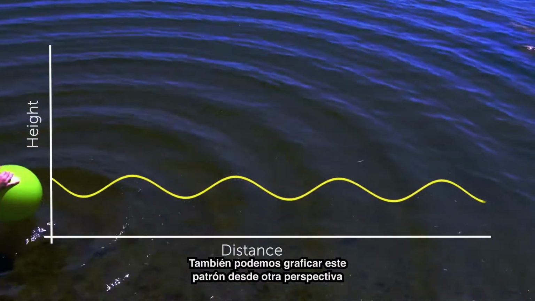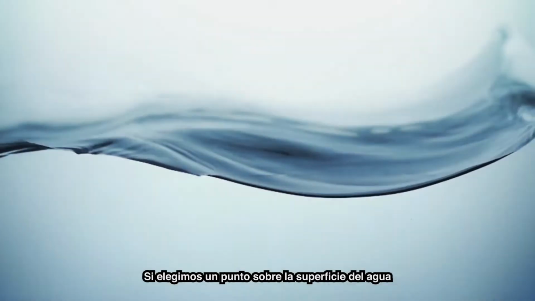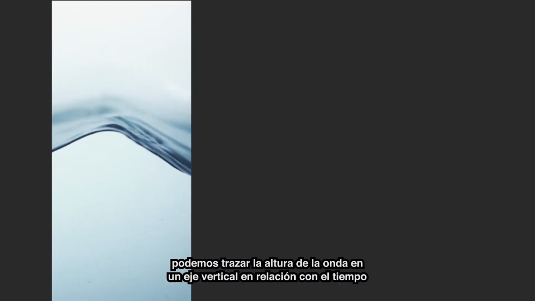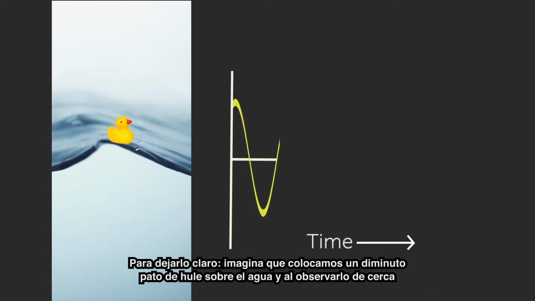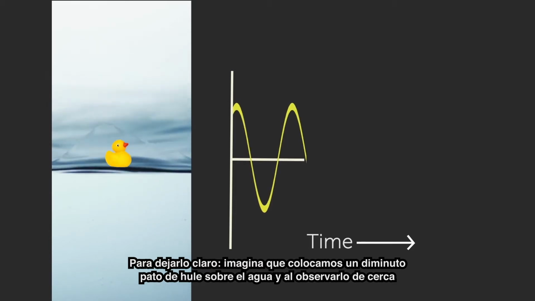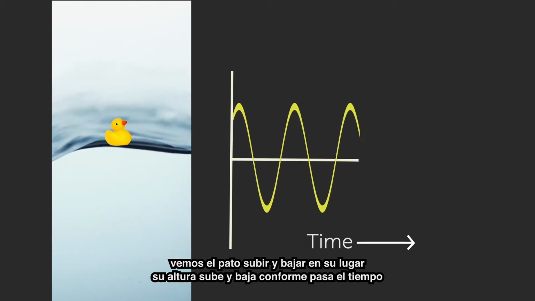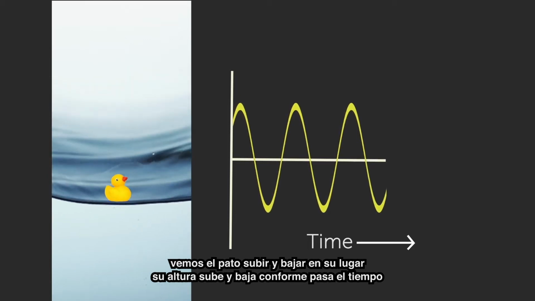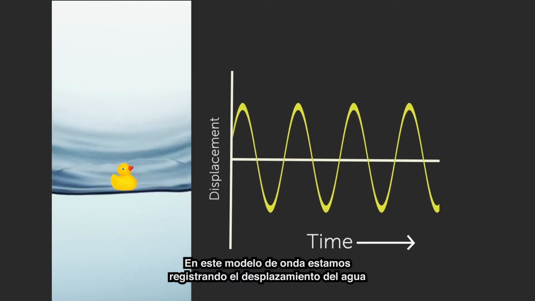We can graph this pattern from another perspective too. If we pick a point along the surface of the water, we can plot the height of the wave on the vertical axis in relation to time. To make that clear, imagine we place a tiny rubber ducky on the water and watch it closely. We see the duck bobbing in place, its height moving up and down as time passes. In this wave model, we're charting the displacement of the water.